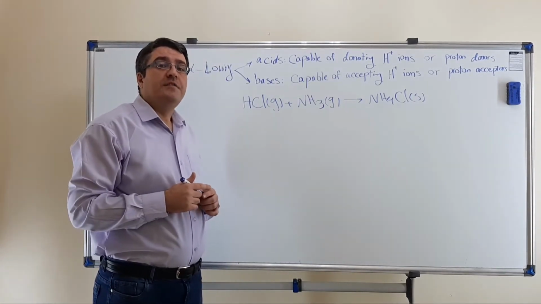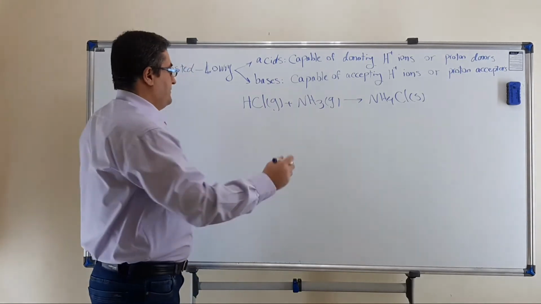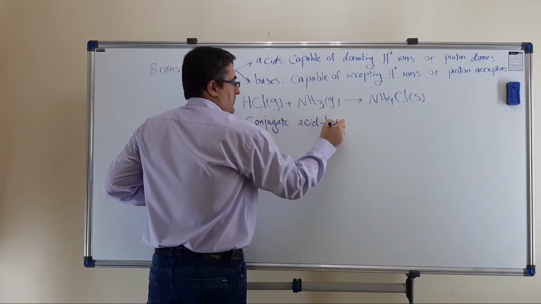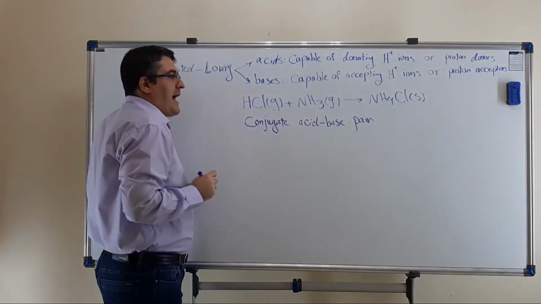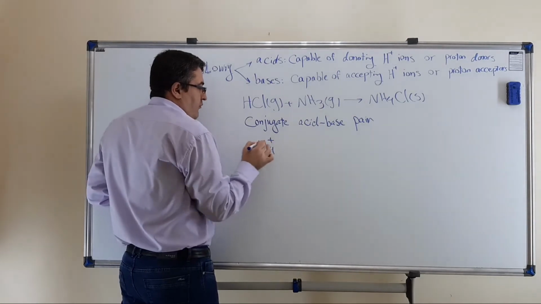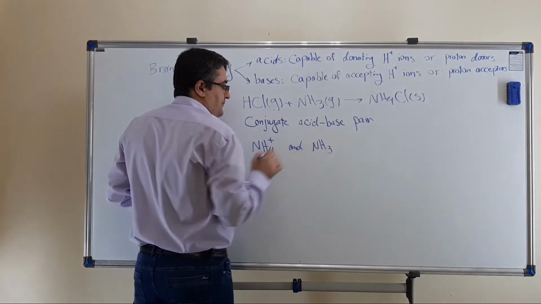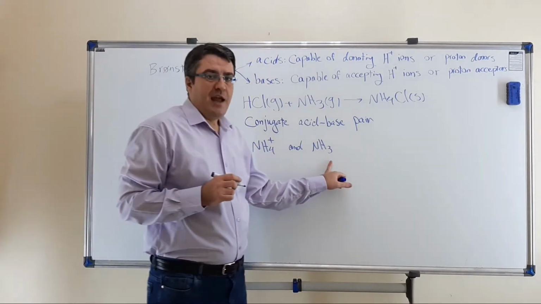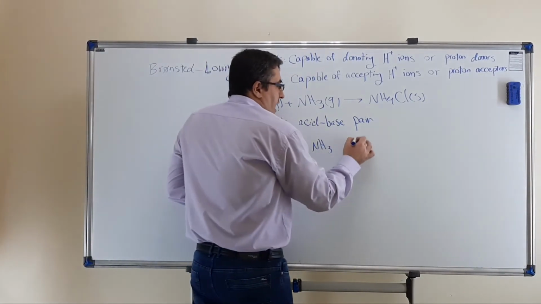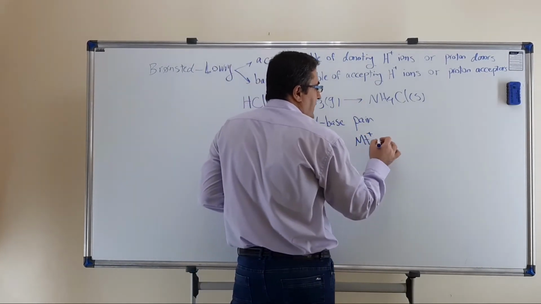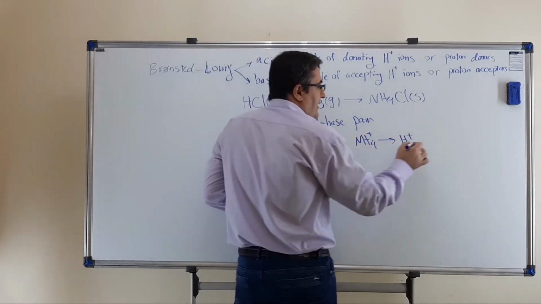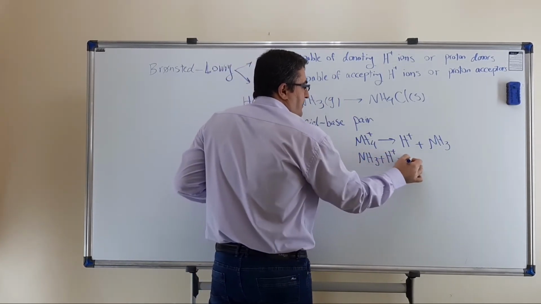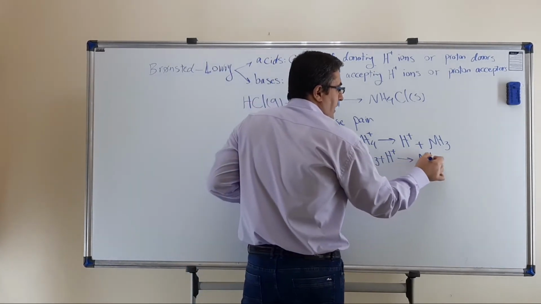Here, we should also be familiar with the term conjugate acid-base pair. For example, consider the pair NH4 plus and NH3. NH4 plus ammonium ion, NH3 ammonia. NH4 plus can donate H plus yielding NH3. On the other hand, NH3 can accept H plus yielding NH4 plus.